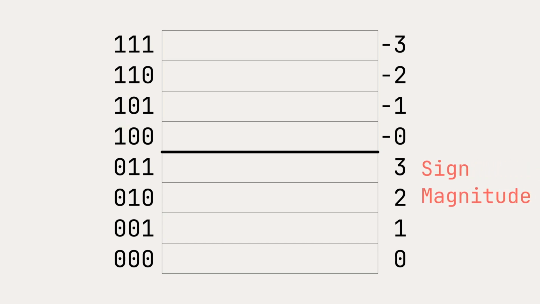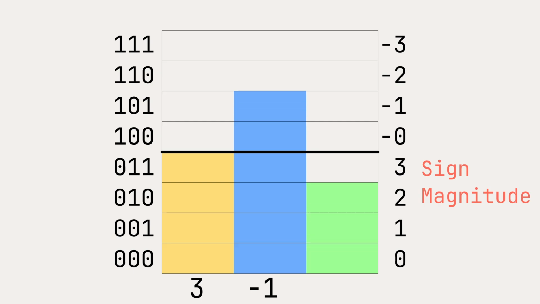This method has a couple of flaws though. Mainly, addition involving negative numbers gets a little tricky. If you try to add 3 and negative 1 together, the result should be 2. However, if you try to add those two numbers using the sign magnitude method in a 3-bit system, you're essentially adding 3 and 5 together.